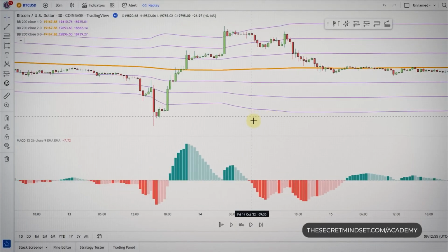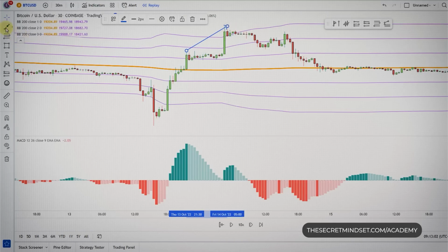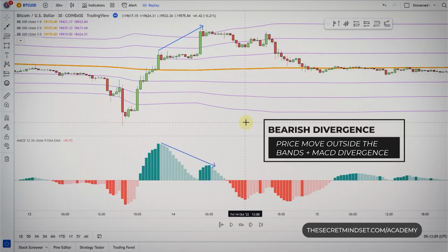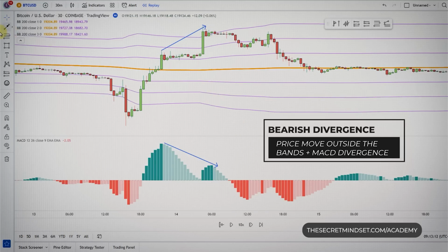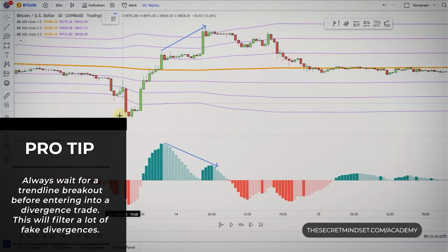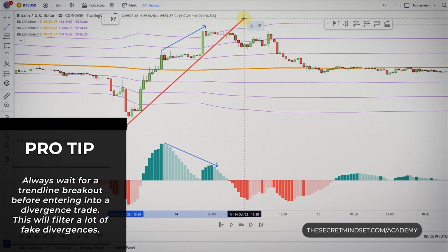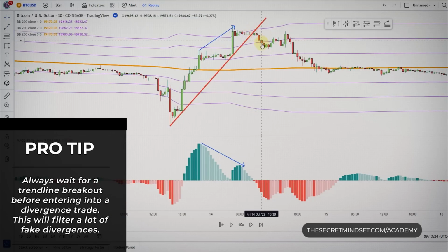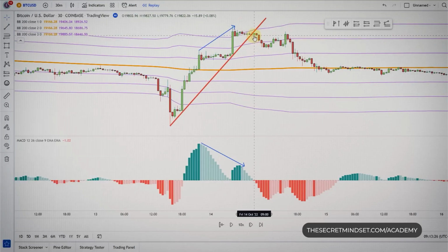Here's Bitcoin. We see a price move outside the bands, while the MACD indicated a bearish divergence. This suggests weakness and the potential reversal to at least the first band, and maybe even the middle Bollinger Band. Very important, always wait for a trendline breakout before entering into a divergence trade. This will filter a lot of fake divergences.